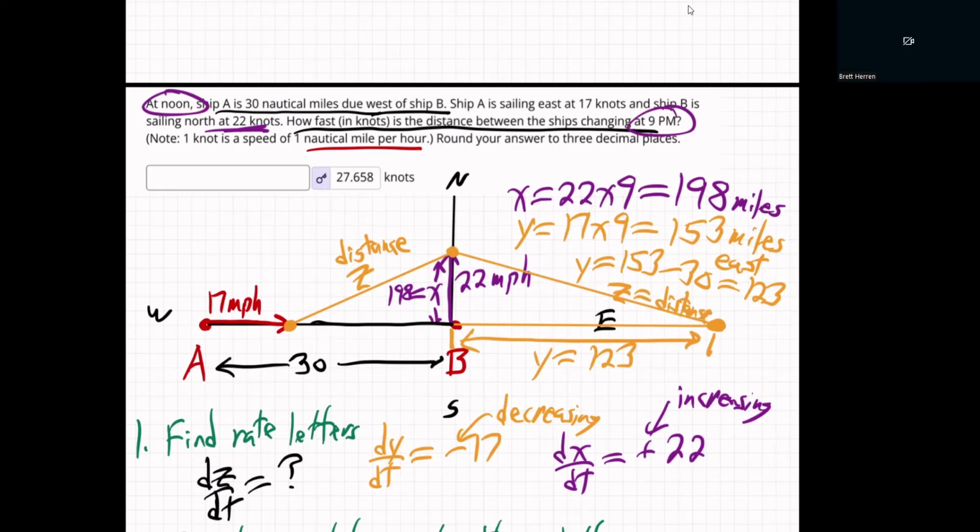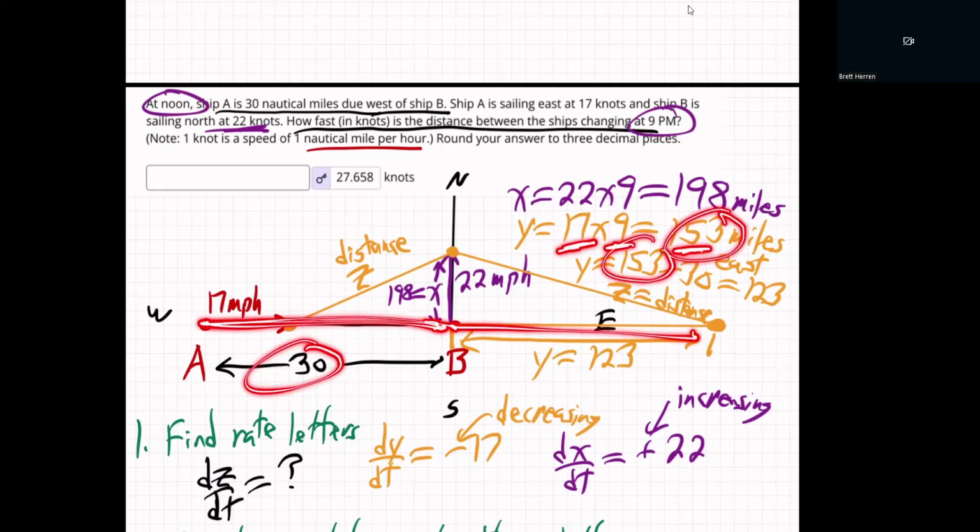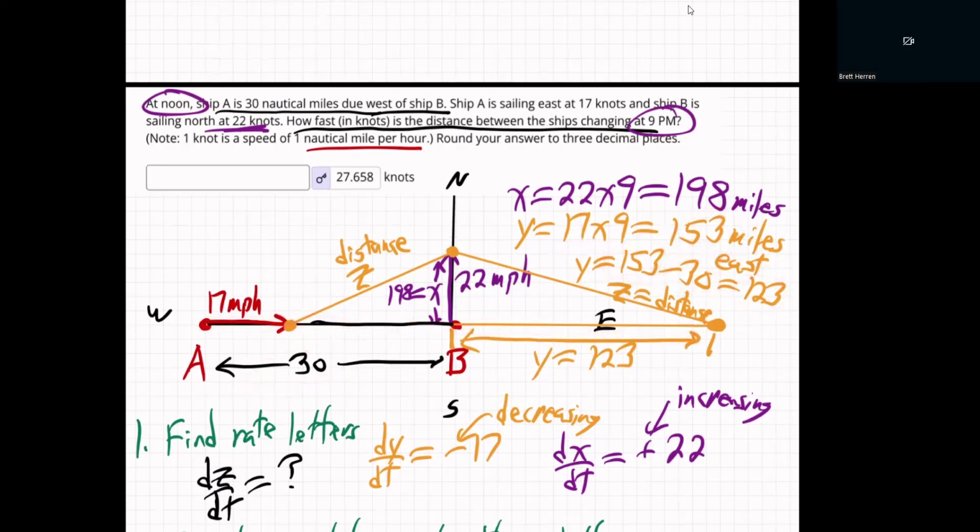So in other words, what's happened is from noon to 9, ship A went all the way over there, 123 miles to the east of that intersection point. How do I know? Well, it traveled 17 miles per hour for 9 hours, it's 153 miles. So it covered the 30. It started out 30 miles to the west. It covered the 30 and did 123 more. That's how it did 153. Now it's 123 to the east. This ship has been going up. It's 198 miles to the north.